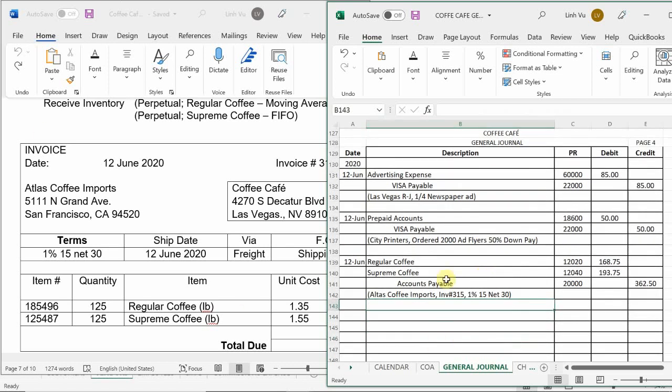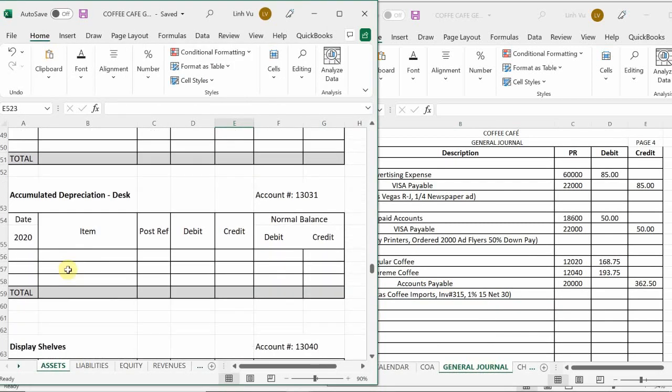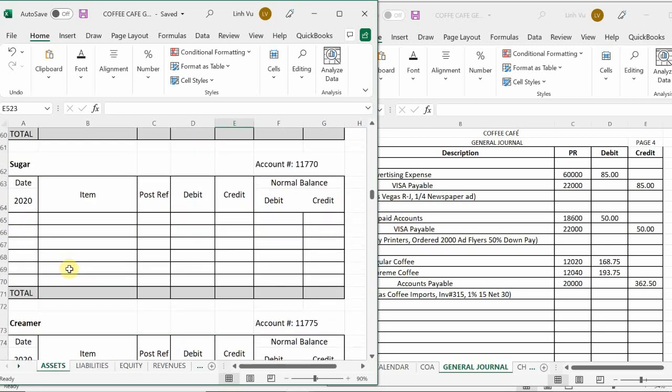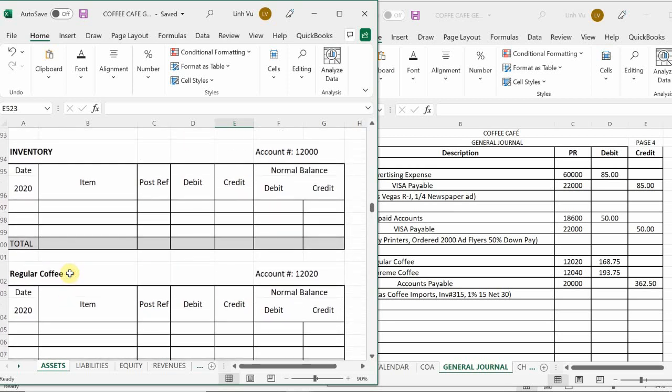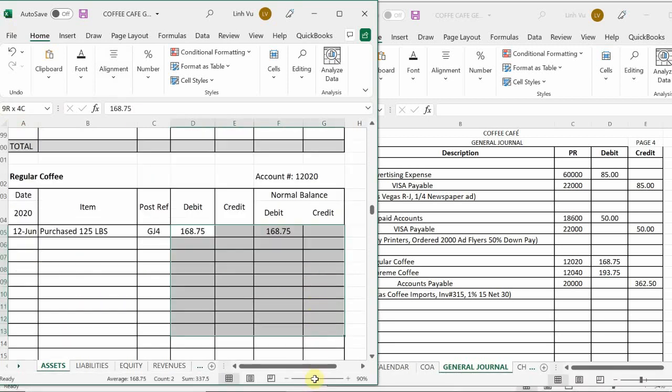All right. So let's go ahead and update our ledger for this. Okay. So I have inventory. Here's my regular coffee. I purchased 125 pounds of coffee. It's up to you if you want to put your price points. General journal number 4, and I'm going to increase my account by the $168.75. So therefore, I should have $168.75 of regular coffee.